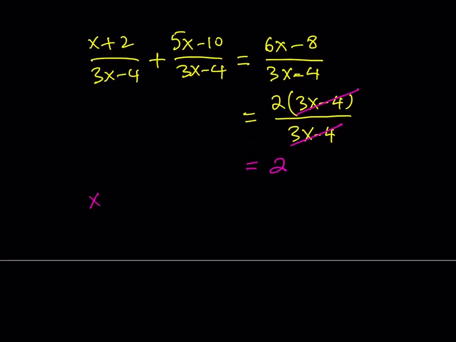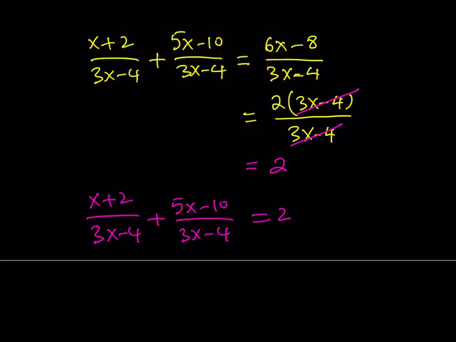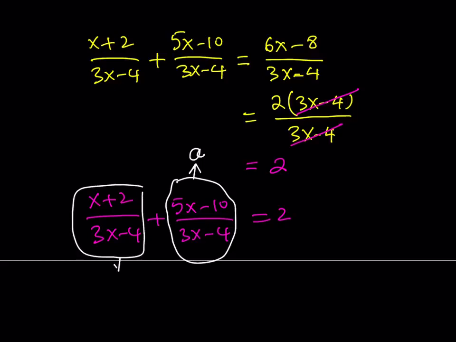So since (x plus 2) over (3x minus 4) plus (5x minus 10) divided by (3x minus 4) is equal to 2, and in my equation I have both of these exponents, if I call one of them, let's say a, right? So let's call this one a. Then the other exponent is automatically going to be what? 2 minus a, right? So this is going to be 2 minus a. Nice. So this allows us basically to use substitution for this problem. Let's see how that proceeds, okay?